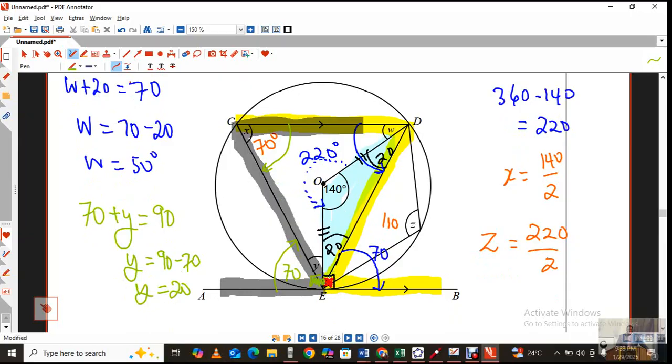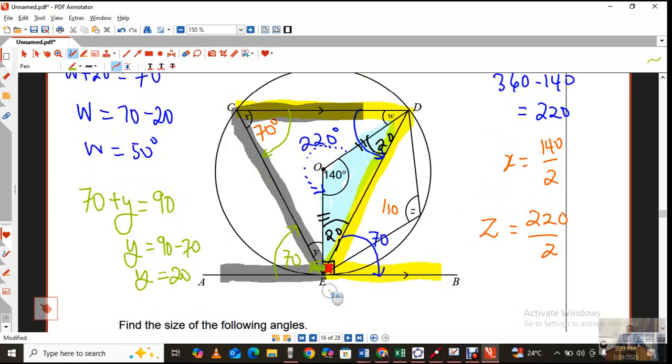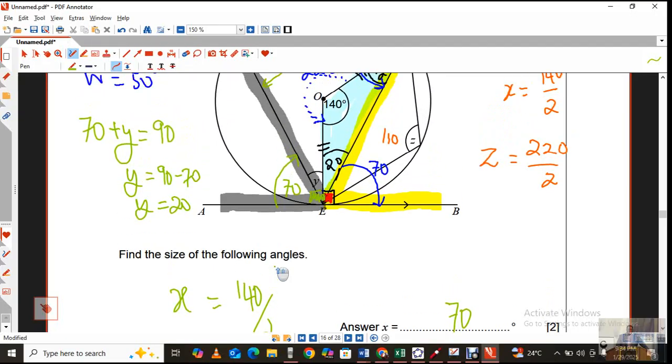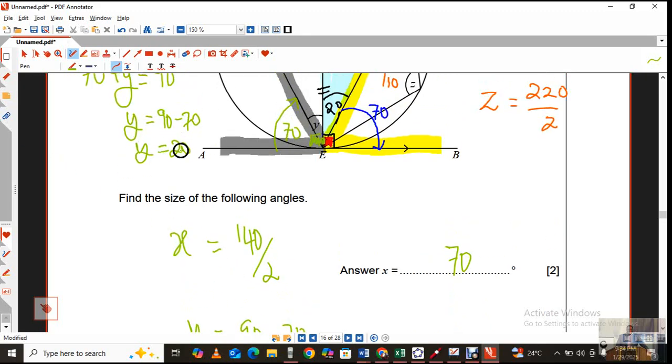I've worked on the diagram. I encourage you to work on a diagram. Find the angle of X. X we determined is 70 degrees, and we were saying I took 140 divided by 2. Y we determined was 20 degrees, so my Y I calculated by saying Y was 90 minus 70, from my side work over there.